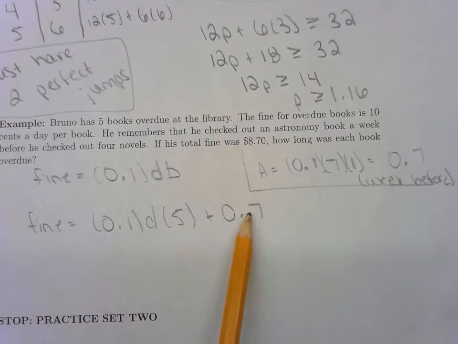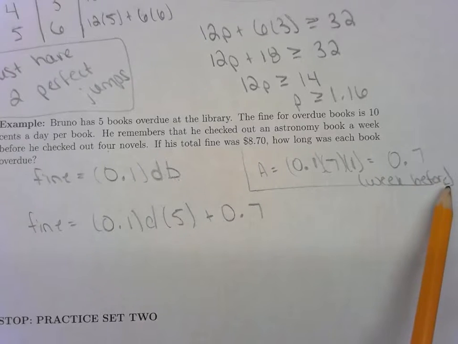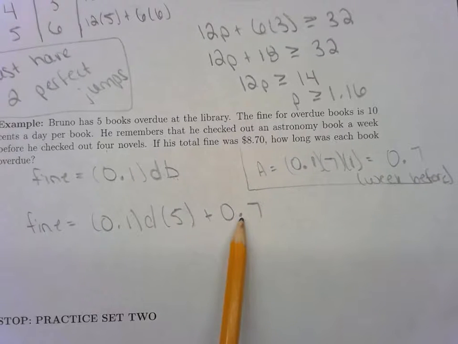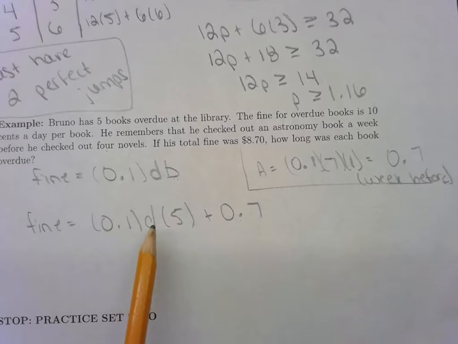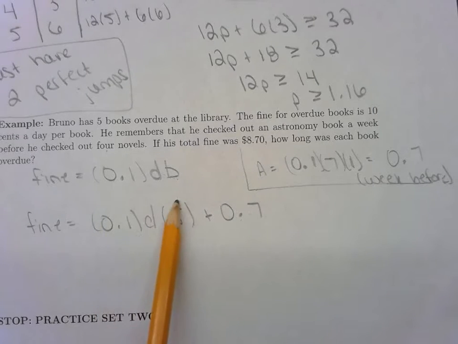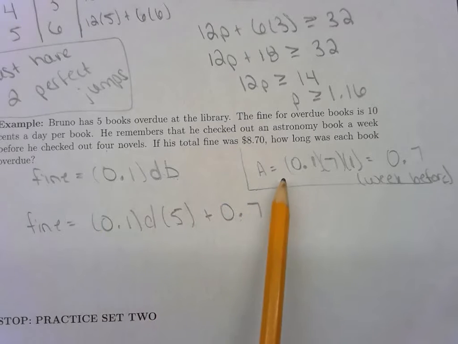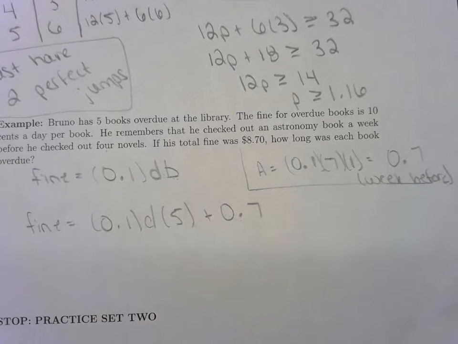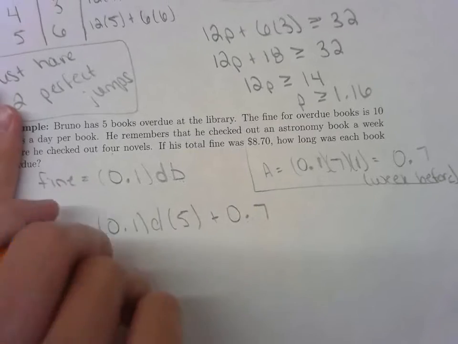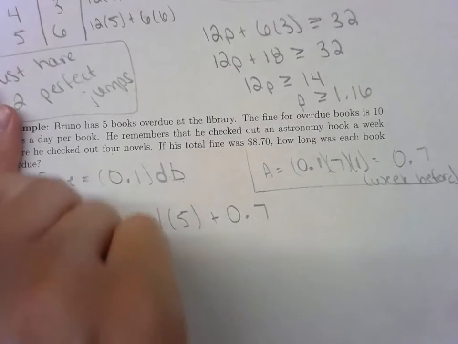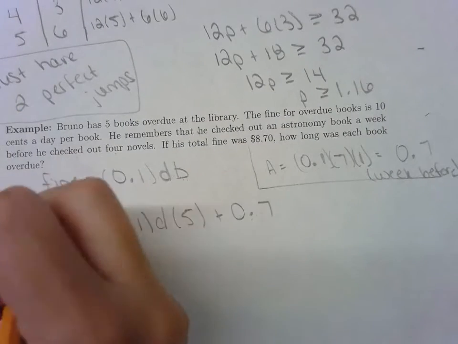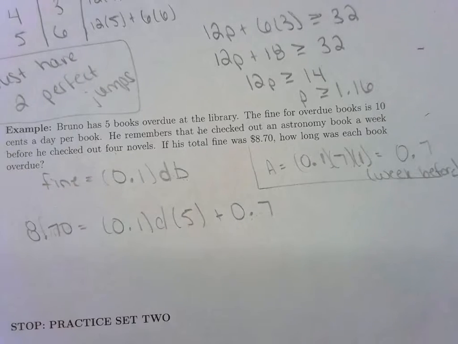Because we already accounted for this week before astronomy book. So what he did was he checked out an astronomy book, and then a week later he checked out 4 more. So totally he has 5 for this amount of time. But he's already paid 70 cents for this astronomy book. And then we just want this fine, which I'm just going to erase this. They said the fine was $8.70. So we're just going to solve for D here.